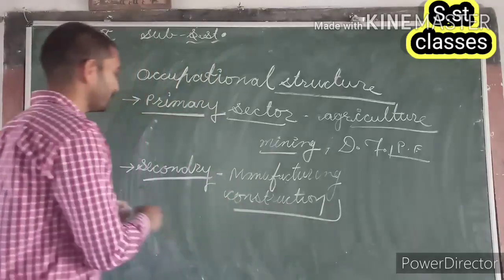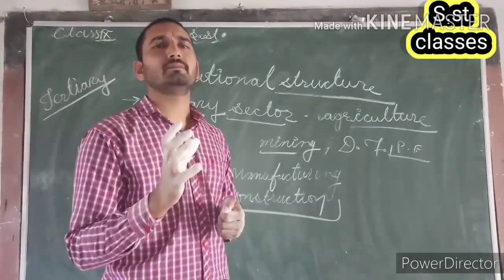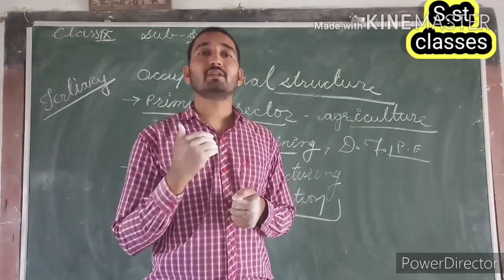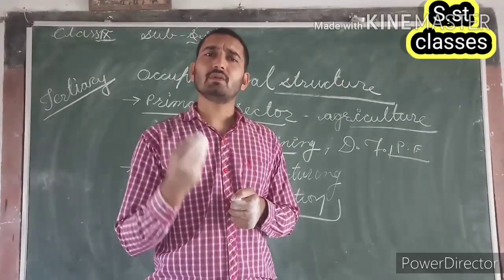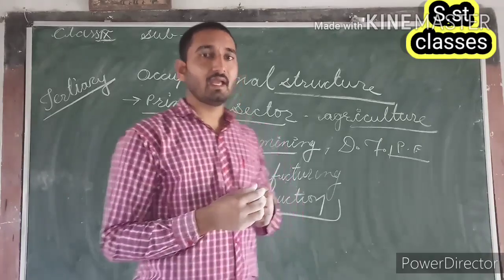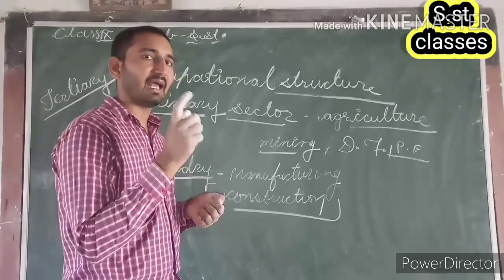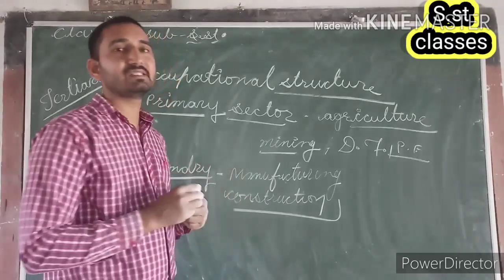After that, the next point is the secondary sector. This is a sector of economy which is related with the manufacturing industry, means which is related with the process of manufacturing. That is why this sector is also known as the industrial sector. The major activities included in this sector are manufacturing and construction. Construction activities are also a part of the secondary sector.